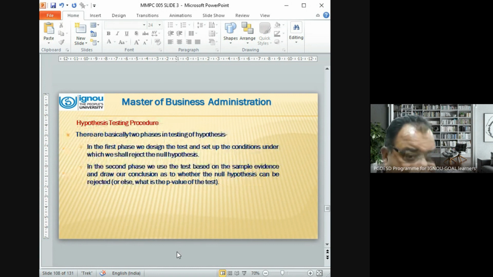Now comes the hypothesis testing procedure. There are basically two phases in testing of hypothesis. In the first phase, we design the test and set up the condition under which we shall reject the null hypothesis. In the second phase, we use the test based on the sample evidence and draw a conclusion as to whether the null hypothesis can be rejected, or else what the p-value of the test is.